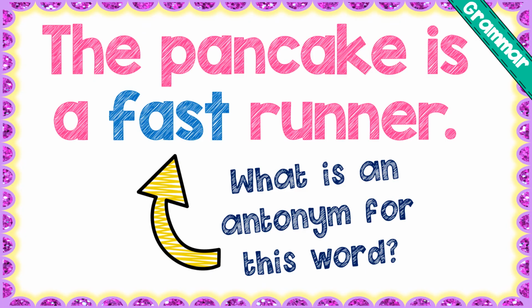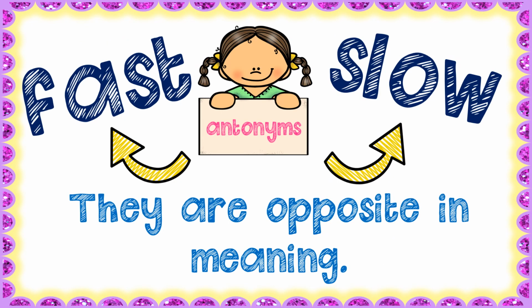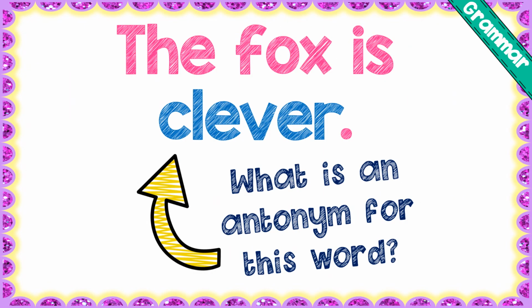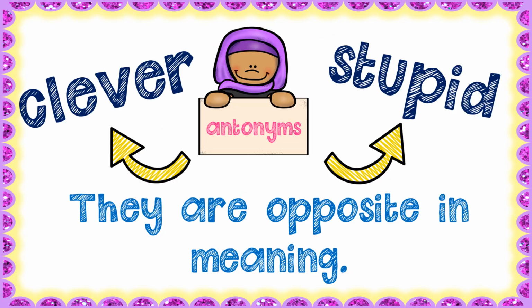The pancake is a fast runner. What's an antonym for fast? Good. Slow. Fast and slow have opposite meanings, so they are antonyms. The fox is clever. What would be an antonym for clever? Clever means really smart, sly. Dumb, not smart. Stupid. Those are opposites, right? Because clever would mean smart, and stupid would be the opposite.